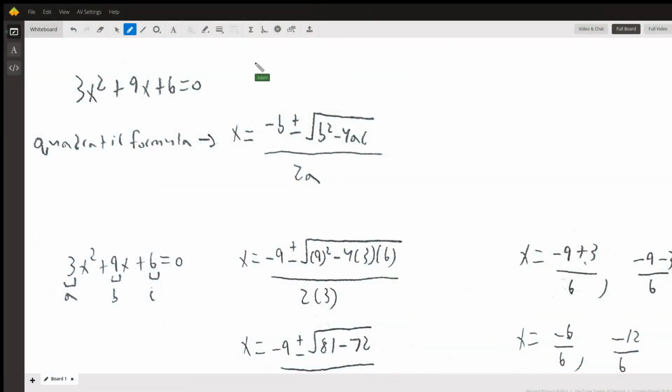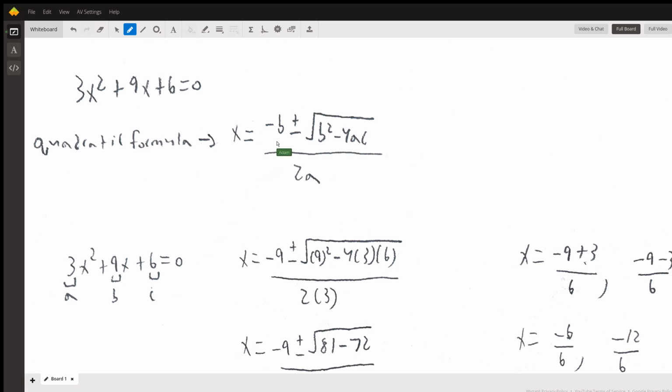So we're going to be solving the equation here, 3x squared plus 9x plus 6 equals 0 using the quadratic formula. So here on the right, we see that the quadratic formula is x equals negative b plus or minus the square root of b squared minus 4ac, and then all of that over 2a. And I wrote this out down here.